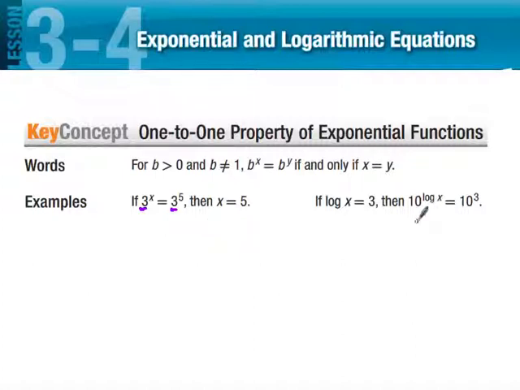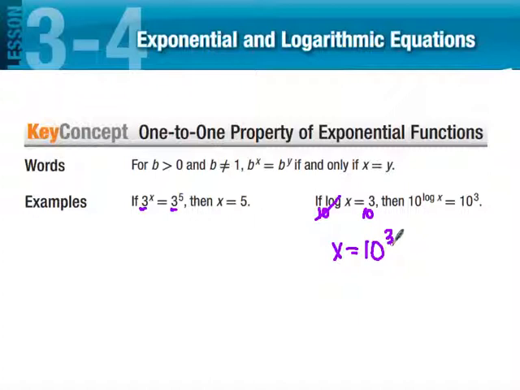If you look here, it says if log x equals 3, then 10 to the log x equals 10 to the third. So it basically means what you can do here is take the 10, that base, raise both sides to it. Those cancel each other out, okay? And you're left with x equals 10 cubed.